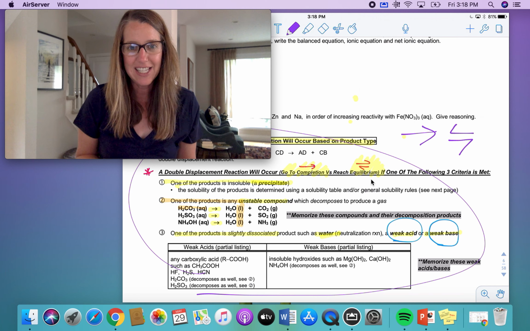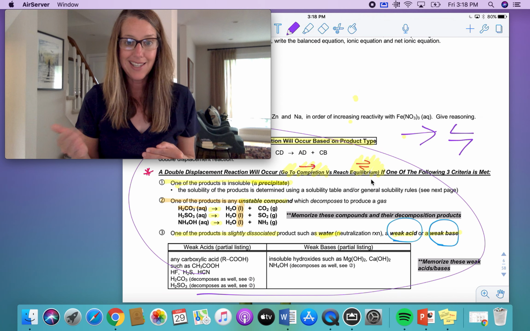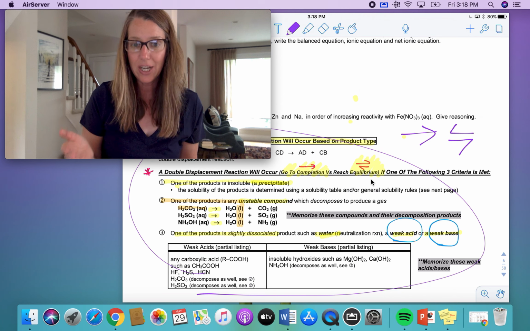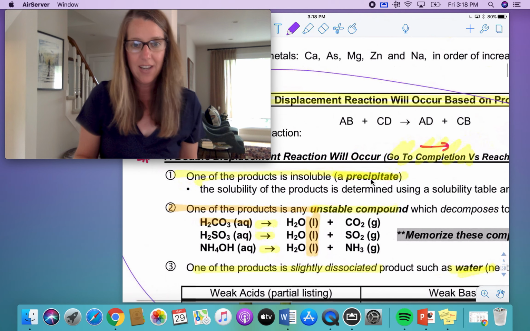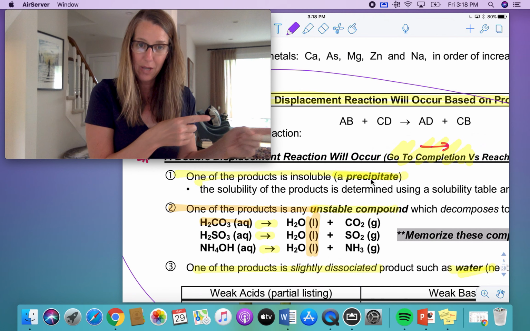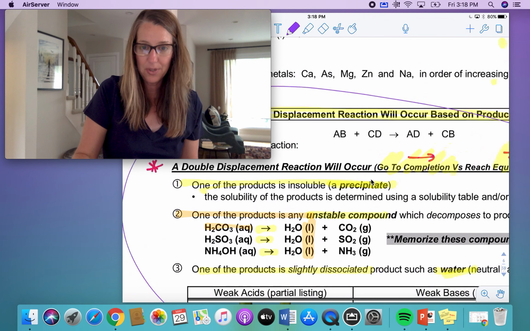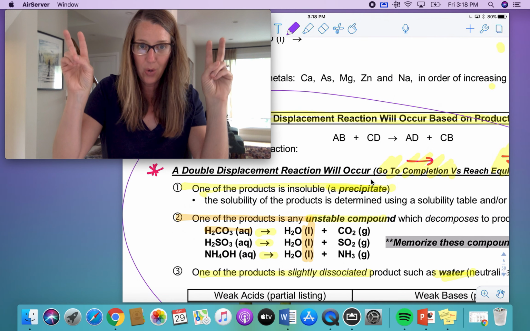The second thing is if one of those products is unstable, it breaks down, makes a gas, makes water in the liquid state, and then guess what? There are no ions also available for it to get an equilibrium and go back the other way. So that's the second thing that can make a double displacement reaction occur.